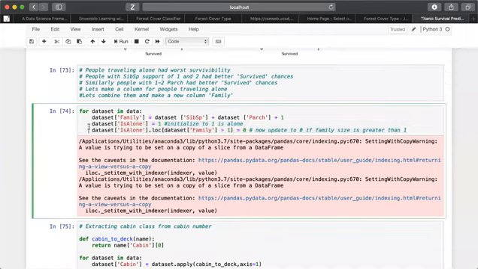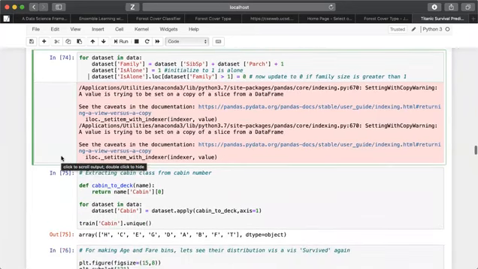I have also made a new column, is alone, and I have initialized it to 1. Thereafter I have used the LOC method: if dataset family is more than 1, then it is 0. It means all the people who are alone will be 1, and whenever they have family support, that is, family is more than 1, then it is 0. So these two new columns we have made from the sibling support and the patch.